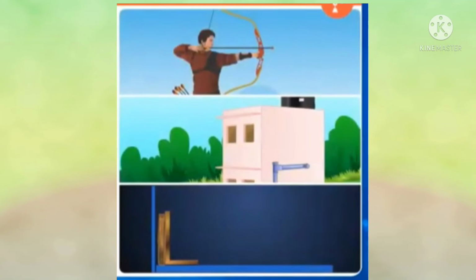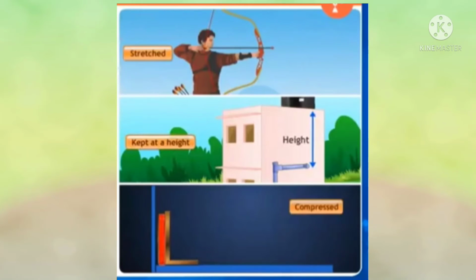Which words describe the state of the object in the above examples? The answer is the words stretched, kept at a height, and compressed describe the state of the object. Isn't it? Yes.